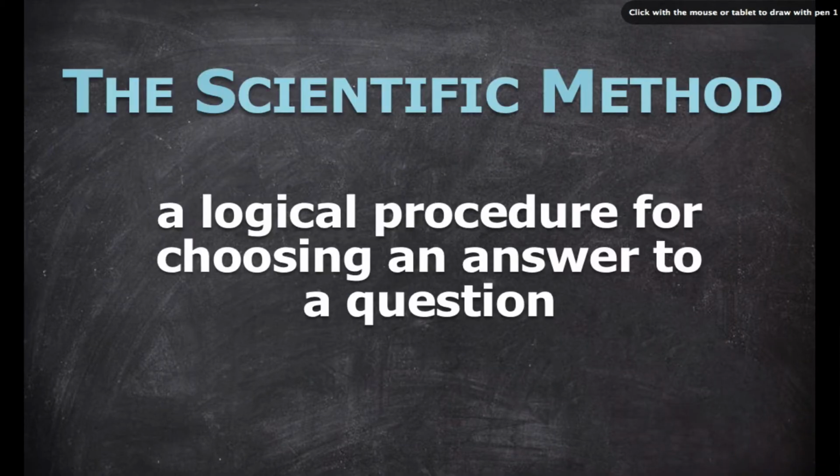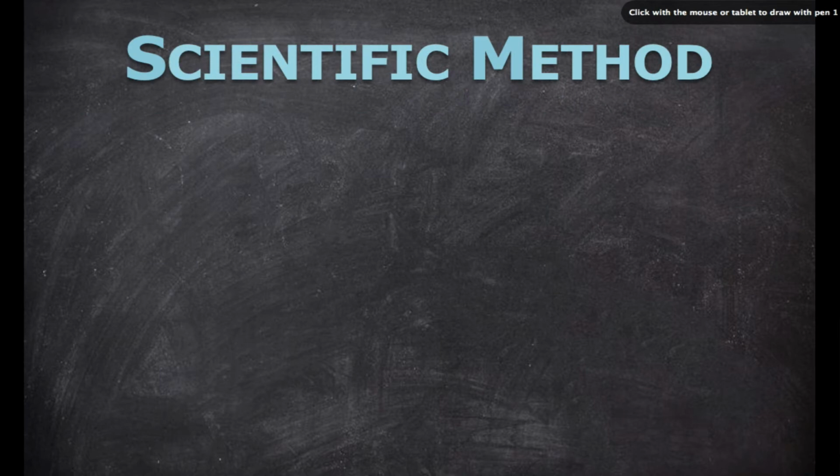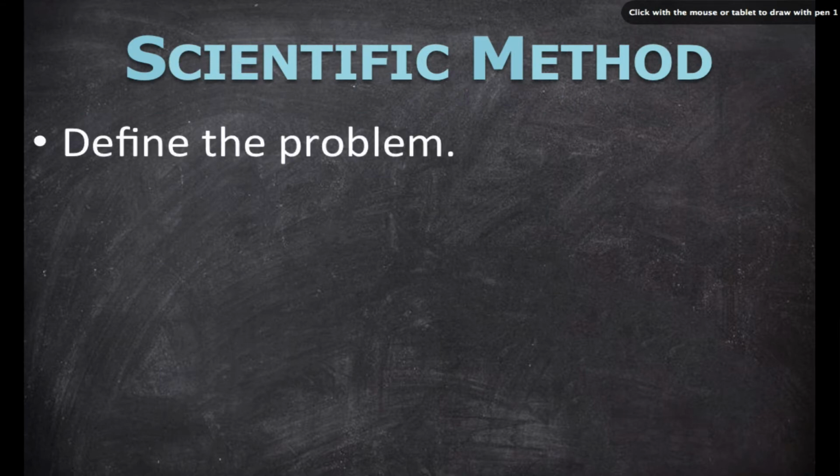Alright, so how can we define the scientific method? The scientific method is a logical procedure for choosing an answer to a question. And let's go into some of the steps that are involved with the scientific method. Alright, the first step we're going to talk about is defining the problem. For example, a problem could be, do geraniums grow better in dim or bright light? Make sure it's something specific. Something like what makes plants grow is really not specific and can be tough to test.